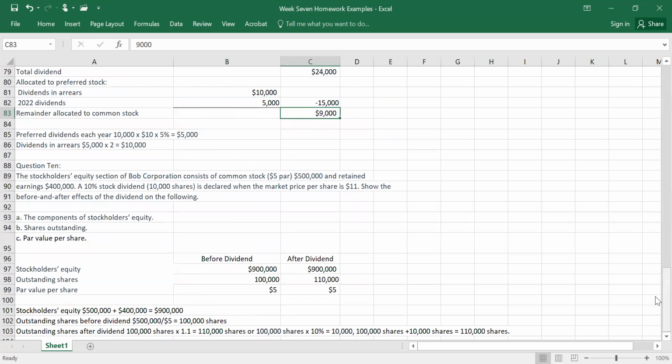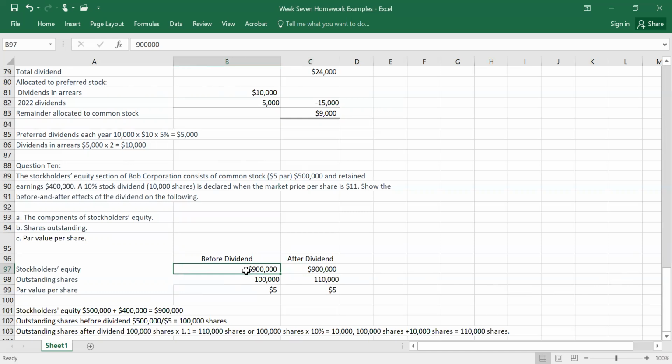Question 10. The stockholders' equity section of Bob consists of common stock, $5 par value, 500,000, and retained earnings, 400,000. A 10% stock dividend, which would be 10,000 shares, is declared when the market price per share is $11. Show the before and after effects of the dividend on the following: the components of stockholders' equity, shares outstanding, and par value per share. Well, the stockholders' equity didn't change. Both before and after the dividend, it's 900,000.